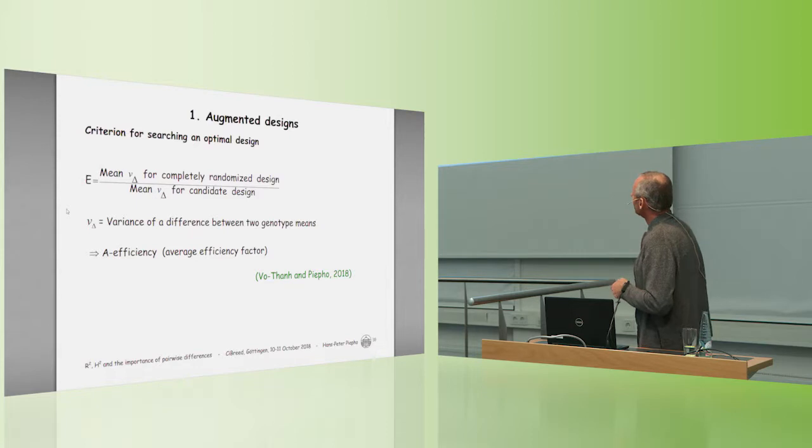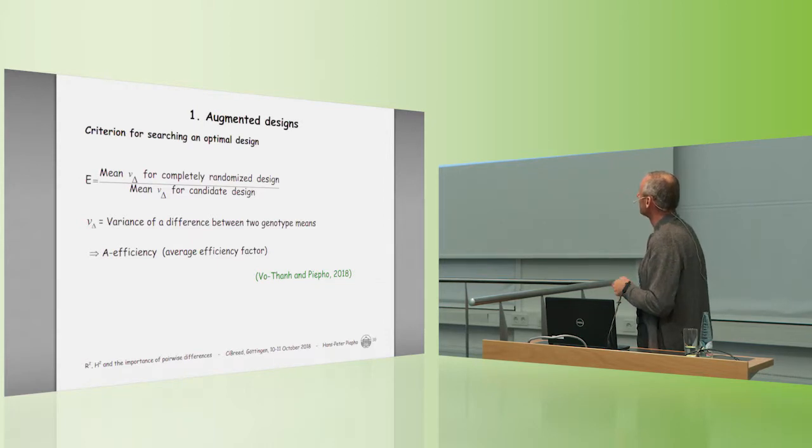And the criterion that's used for searching a good design is called A efficiency, and it's a ratio of the mean variance of a difference for a contending design, which is the completely randomized design with no blocking, over the mean variance of a difference for the candidate design. So we try to maximize that efficiency factor. It's called the average efficiency factor.